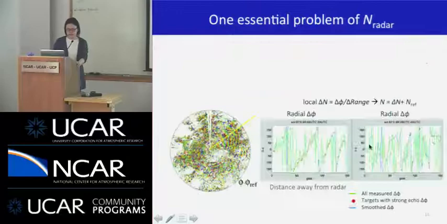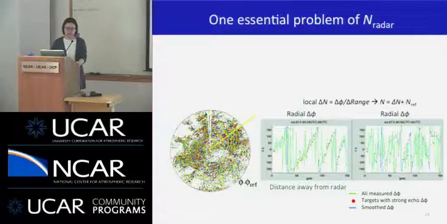And here I will show you how it affects the refractivity estimations. For example, this is the phase differences we get from a radar wave. These are the phase measurements at different distances from the radar. The green one is the real measurement, and you can see it goes up and down. It's very noisy, and the red one shows a stronger target, which means it has better quality.